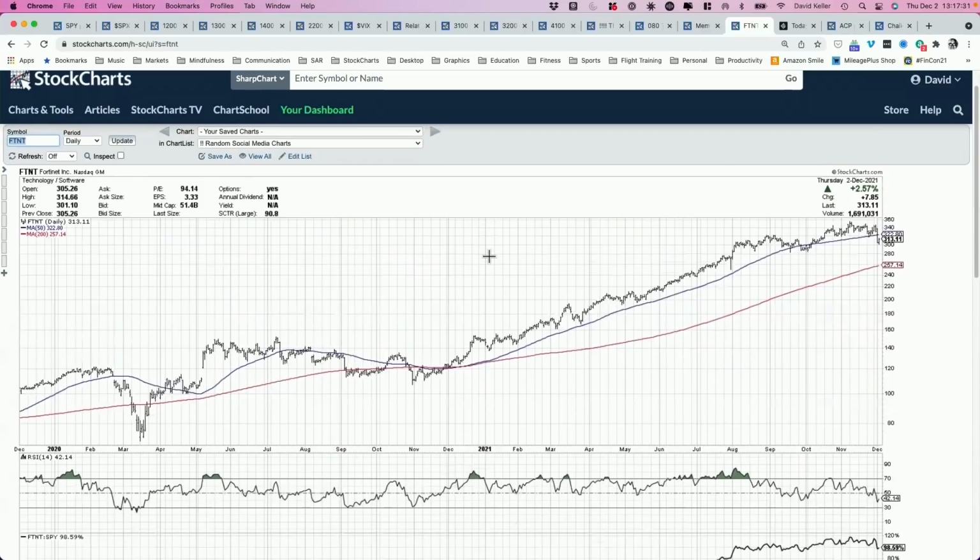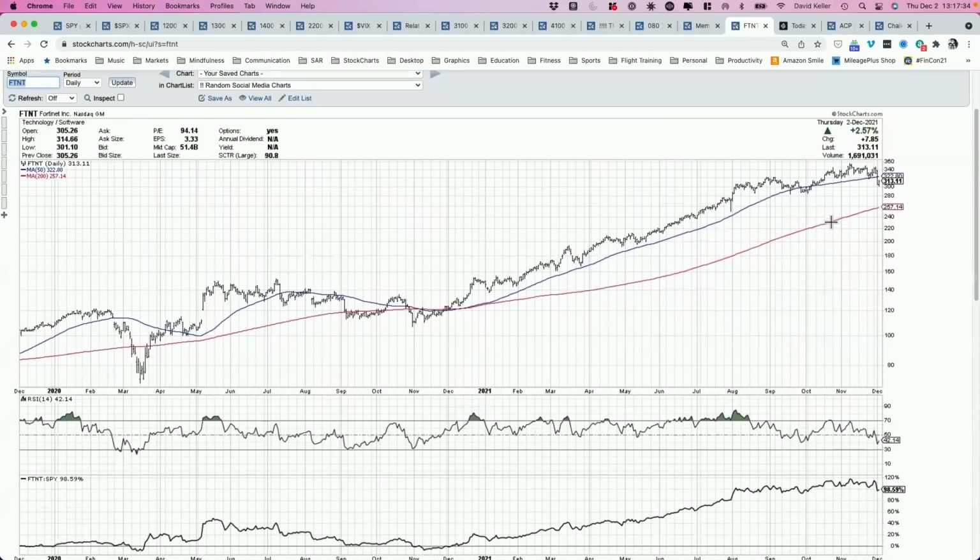Yeah, Fortinet has been a favorite of mine for the last year. And if you look at the intraday action in Fortinet yesterday, the stock basically went on sale. It was down 8% on the day. It had a 10% intraday dip from high to low. You can find a lot of stocks like this.